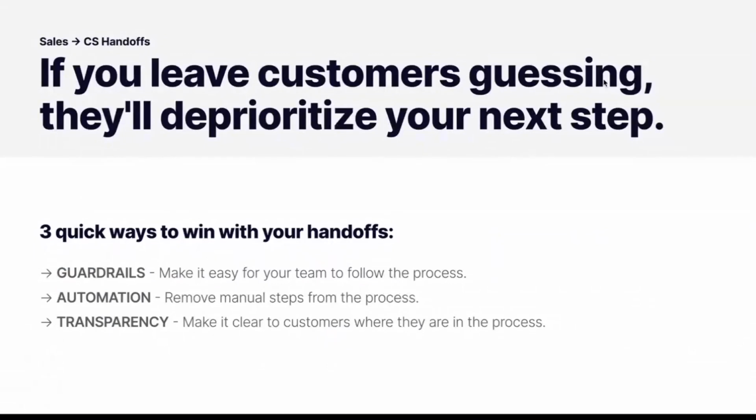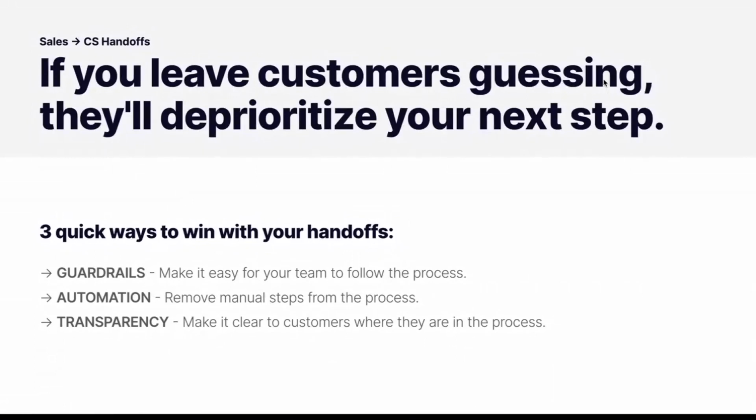And leaving customers at this point where they've been working with one person and now they're going to be working with somebody else or another department, even if it is going to be the same process, leaving them guessing just means they push you down their priority list. So we're going to talk about 3 quick ways to win with handoffs and then how to do them in HubSpot. So number 1 is putting guardrails in place.